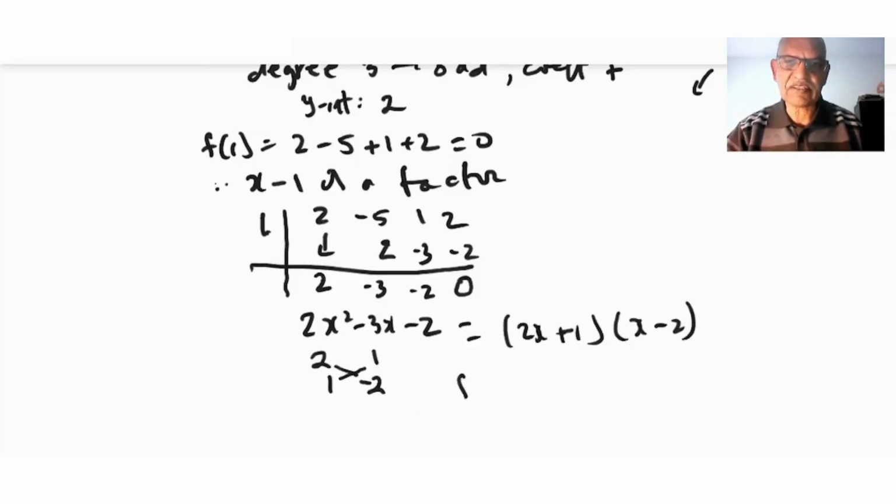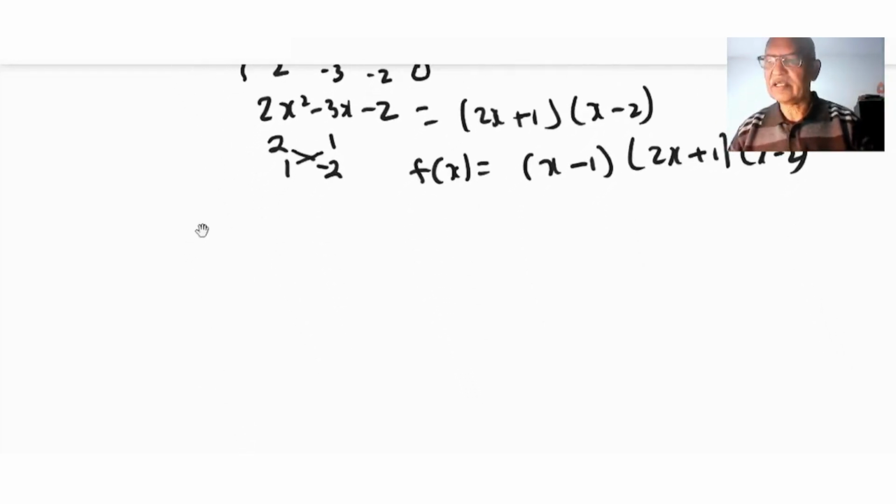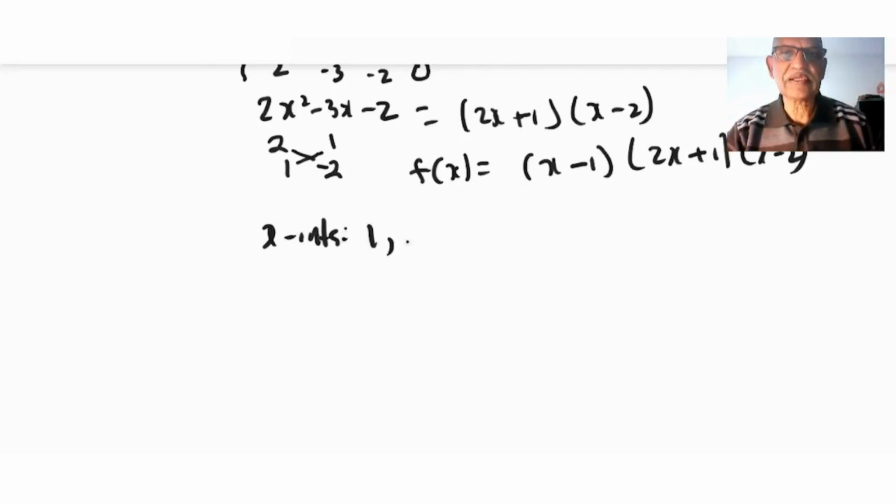Therefore, the complete factors will be f(x) equal to x minus 1 from the previous one, 2x plus 1, and x minus 2. So now it's factored. Once it's factored, I see the x-intercepts. The x-intercepts here are 1, negative 1 over 2, and 2. And we know the y-intercept was 2.